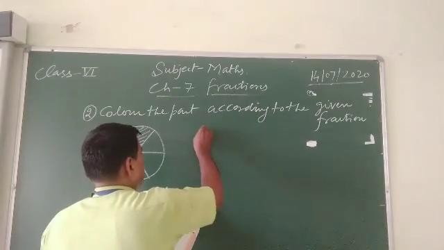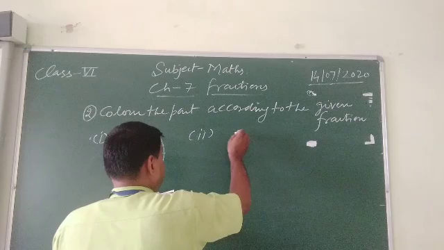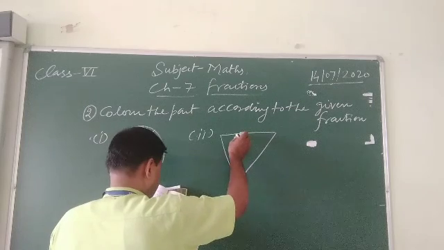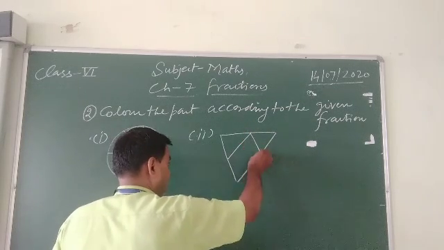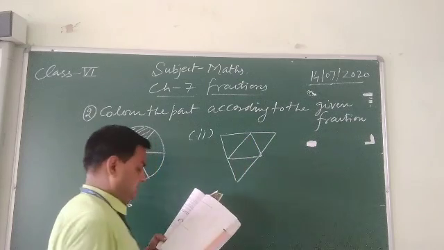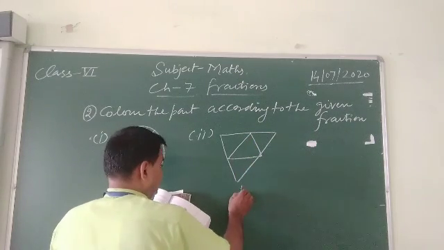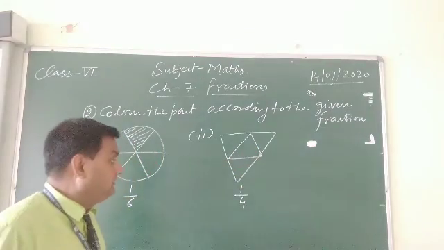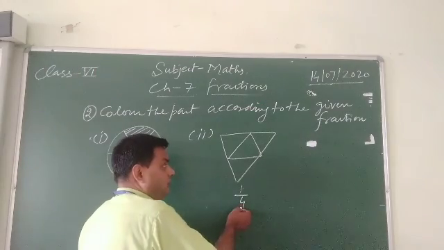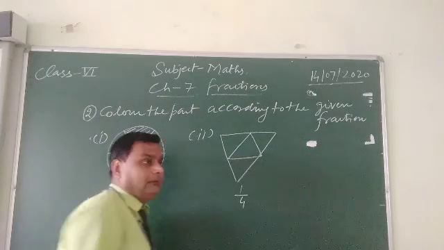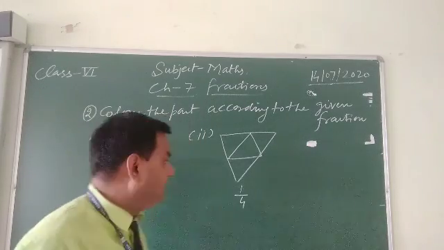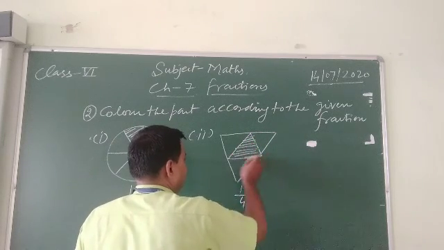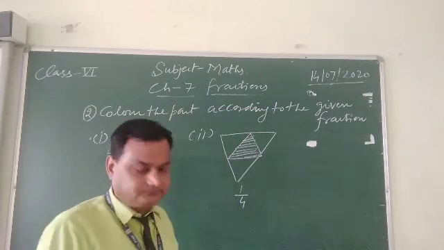Now second part is the figure is given in which color the part in which 1 upon 4. Fraction is 1 upon 4. There are 4 parts, 1, 2, 3 and 4. Now numerator is 1 and denominator is 4. There are 4 parts and we have to represent 1 upon 4. So one part is colored, we will color the one part. So this represents the 1 upon 4.